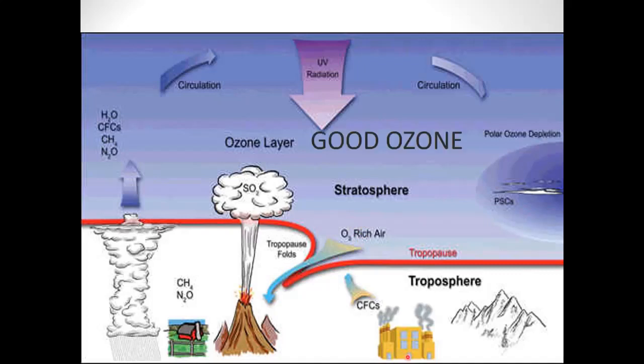Remember, stratosphere, good ozone. Troposphere, bad ozone. There's no way for that ozone to block solar radiation in the troposphere. All it can do is cause humans to have health effects.